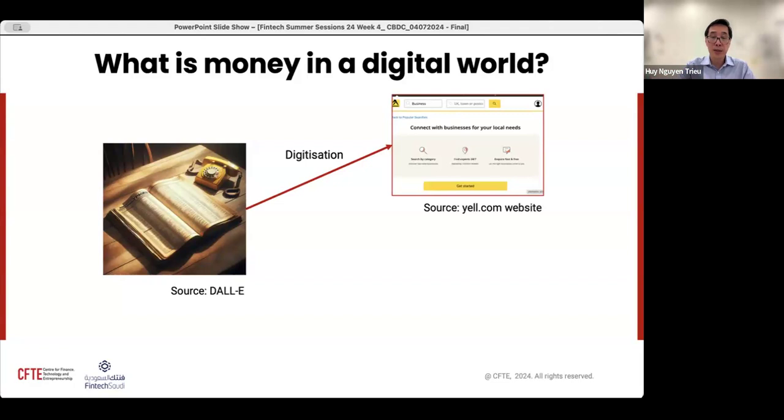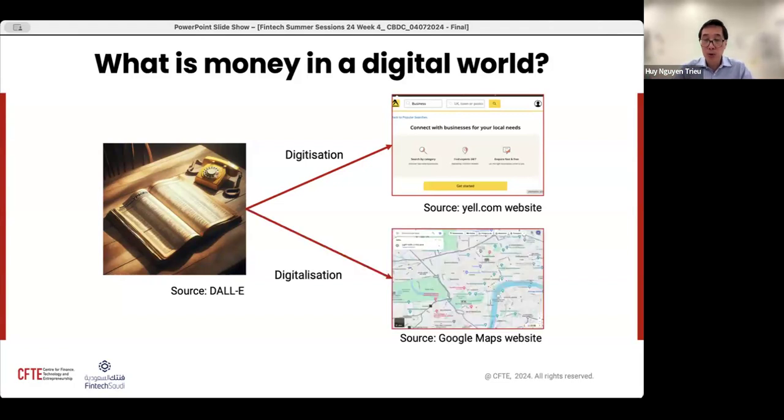They use something which is totally different. They would use, for example, Google Maps. Google Maps can answer the same objective. I'm looking for the address of a restaurant, but it is totally different. It wasn't about taking the yellow pages and putting them on the internet. It was about rethinking the whole experience on the internet and meeting the same objective.